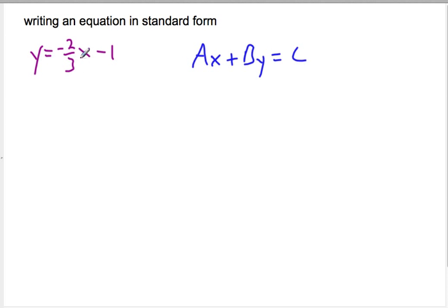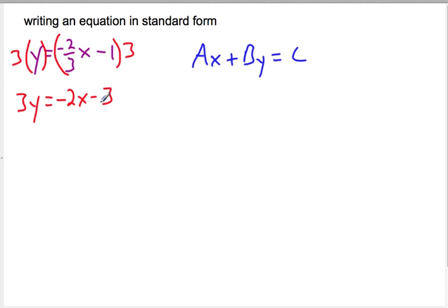Some of you guys are still making this mistake. Multiply every single term by the denominator. So I'll show that by multiplying by 3, and then I'm going to multiply this whole side by 3. So I get 3y equals 3 divided by 3, so that is 1. So we have -2x, and then 3 times 1, so -3. So now we are halfway there. We got rid of all the fractions.